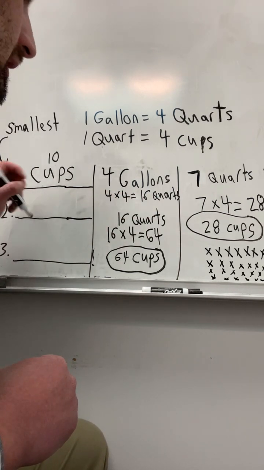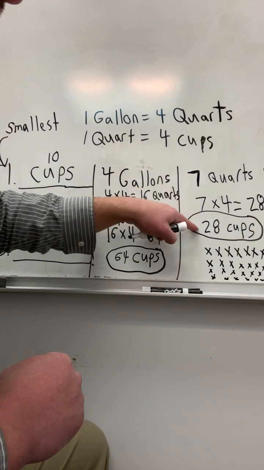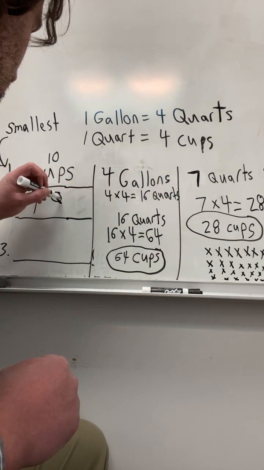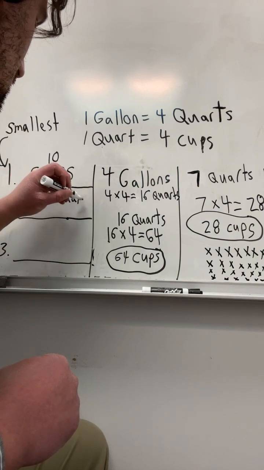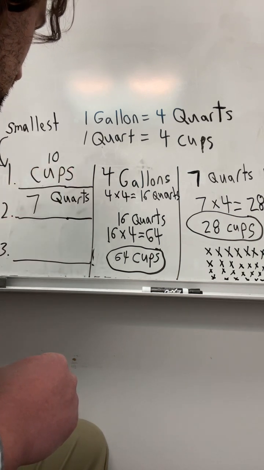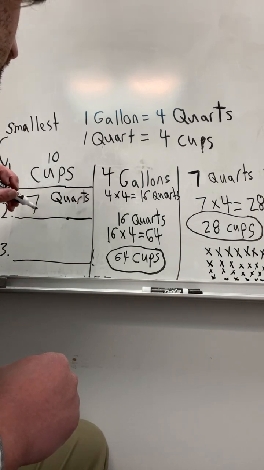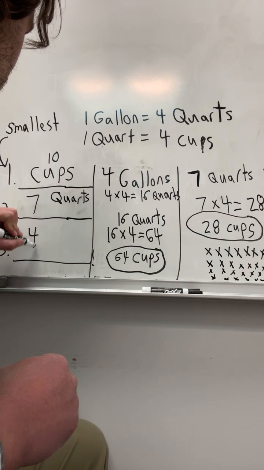But 10 cups is the smallest. So next would be 7 quarts. 7 quarts is equal to 28 cups, so 7 quarts would be the second smallest. And 4 gallons would be the largest.